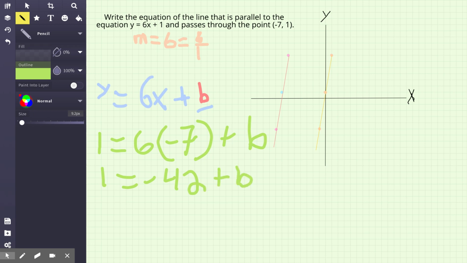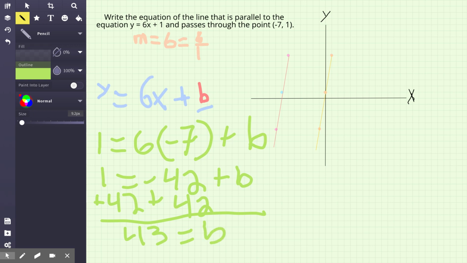And then to get -42 off of the side with b, because I want to solve for b, I would just add 42 to both sides. And then you're left with 1 plus 42 is 43. And that's equal to b. So now I have my y-intercept.